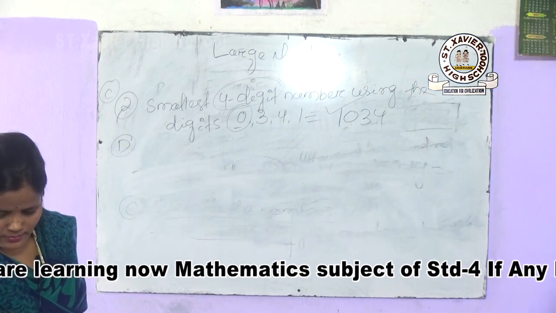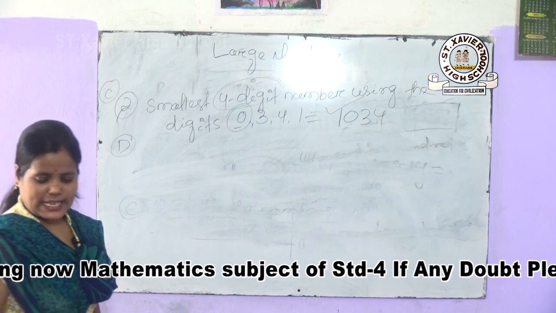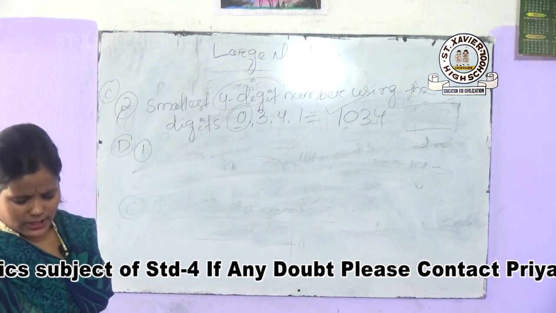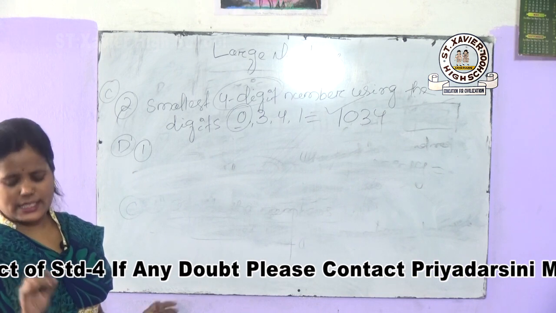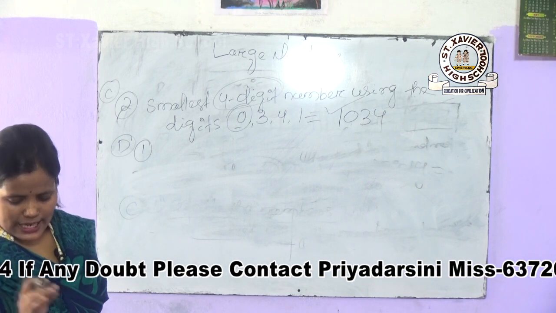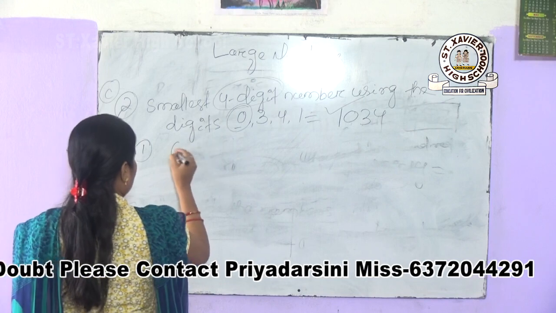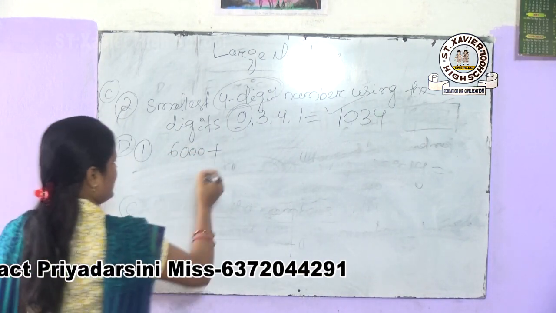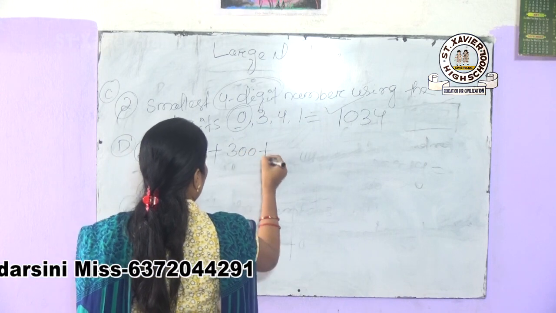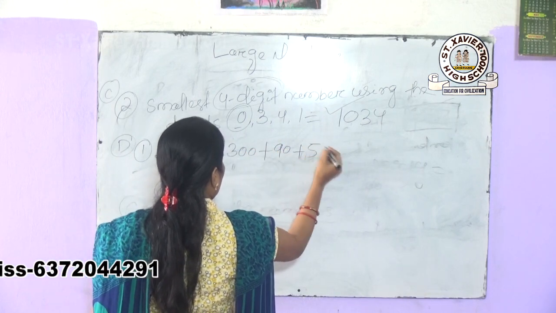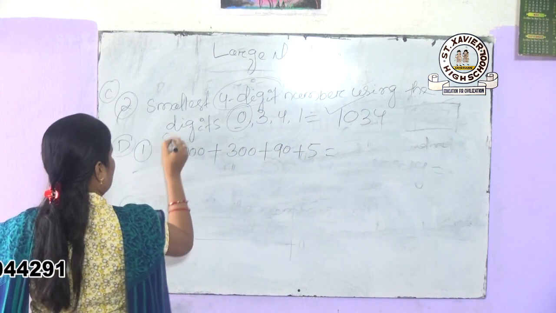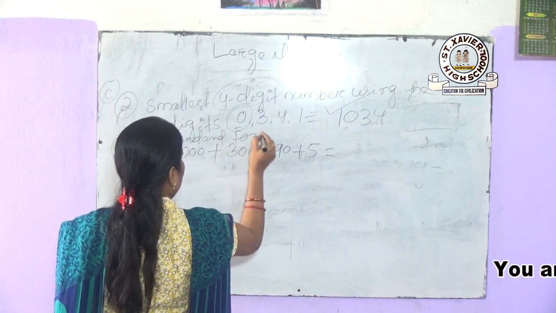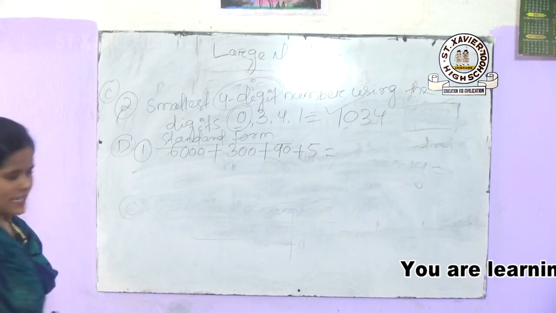Then write the numbers in the standard form. This is the recall exercise, which means you have already been taught these questions in standard 3. So just remind yourself: 6000 plus 300 plus 90 plus 5. So we can write this number in standard form.